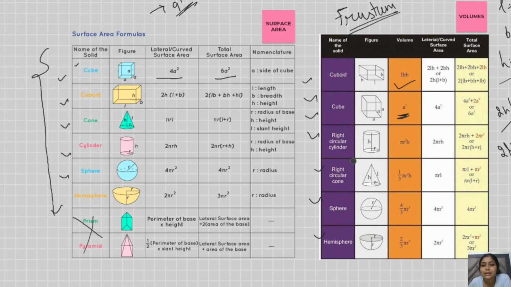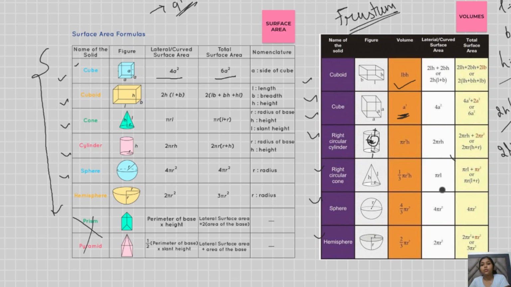Now come to the right circular cylinder. I told you that there are 2 bases in this case. Curved surface area is the curved part apart from the roof and floor part. So this is the curved part, this is not the curved part, and this is also not the curved part. The curved part is basically this round part. The area of this round part is 2 pi rh, where pi is a constant with value 22/7 or 3.14. You all are aware. h is height and r is the radius of this particular cylinder.